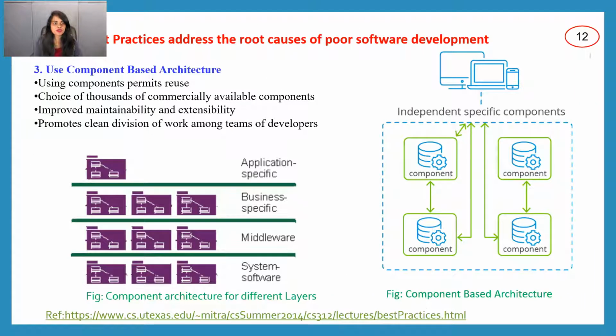The third one is use component-based architecture. Using components permits the reuse of available materials and a choice of thousands of commercially available components. This is a particular component-based architecture having different layers: application-specific, business-specific, middleware, and system software. Using component-based architecture provides a clean division of work among teams of developers.